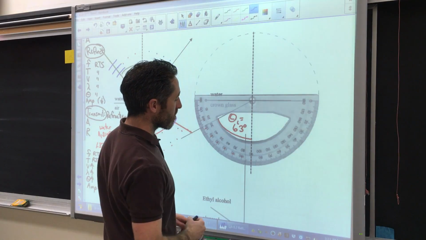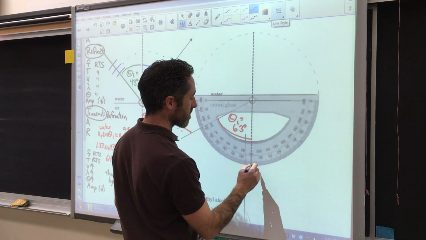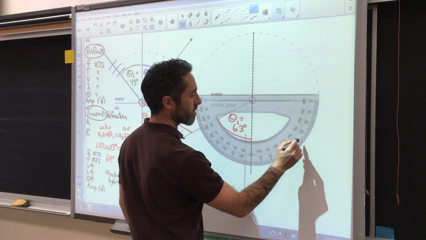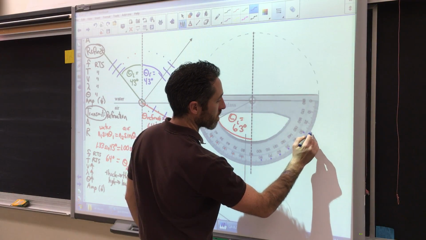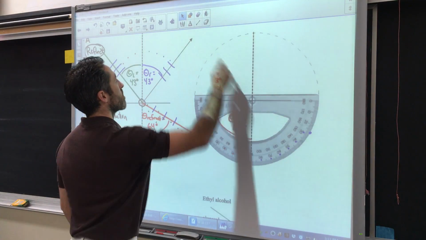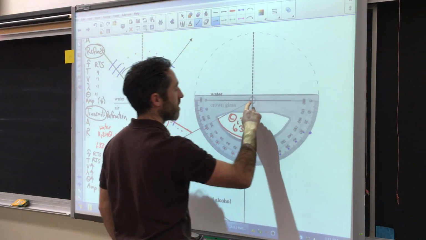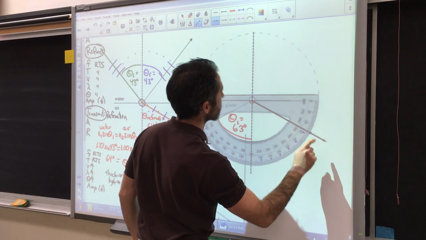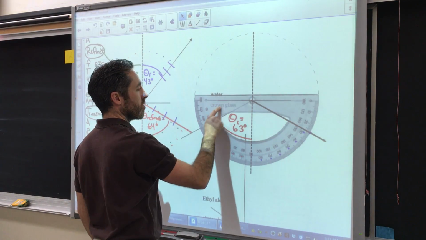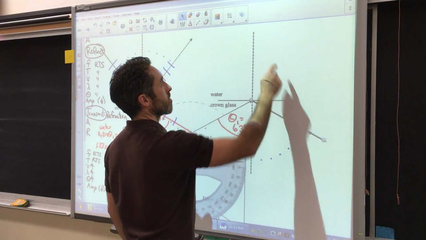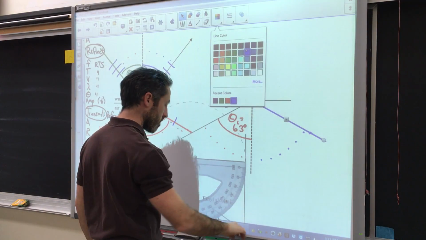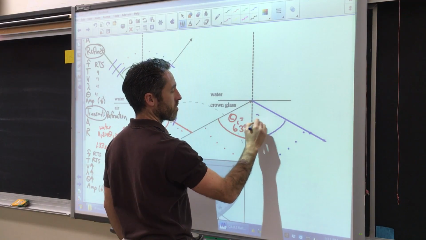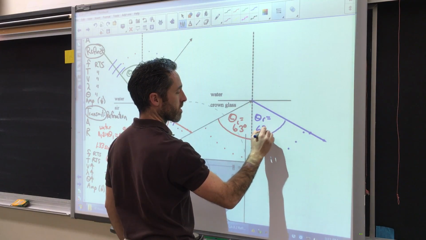Now we know the reflected ray must also be 63, but 63 from the normal. 10, 20, 30, 40, 50, 60. 1, 2, 3 is right there. So draw your reflected ray right in the direction of that 63. There it goes. And make this one blue. Angle of reflection, 63 degrees.